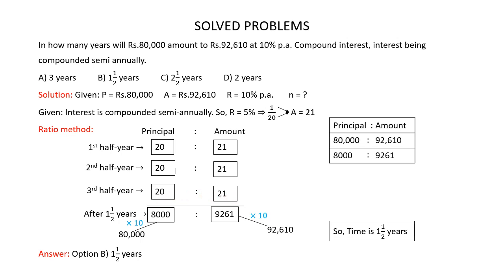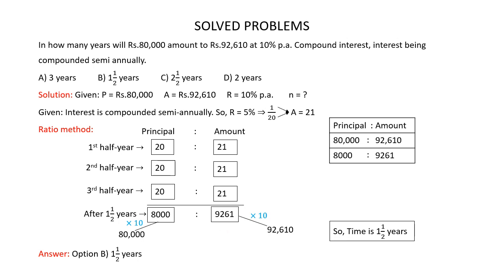Next, on multiplying the principals of the 3 half years, we get 20 multiplied by 20 multiplied by 20, which is 8000. On multiplying the amounts of the 3 half years, we have 21 multiplied by 21 multiplied by 21, which is 9261. So now we have principal is to amount after 3 half years, that is after 1.5 years, as 8000 is to 9261.